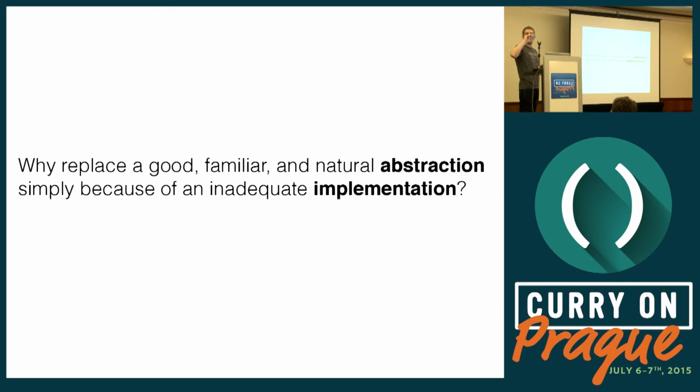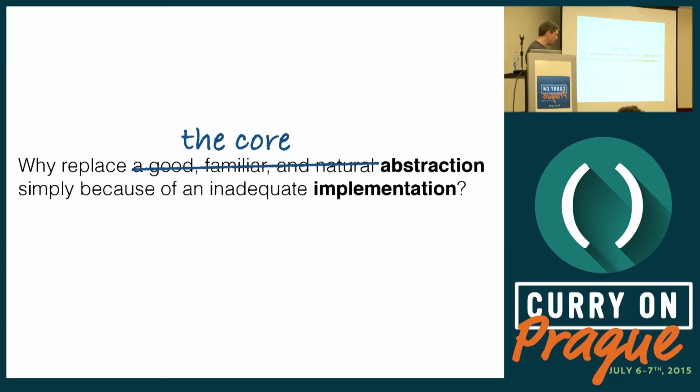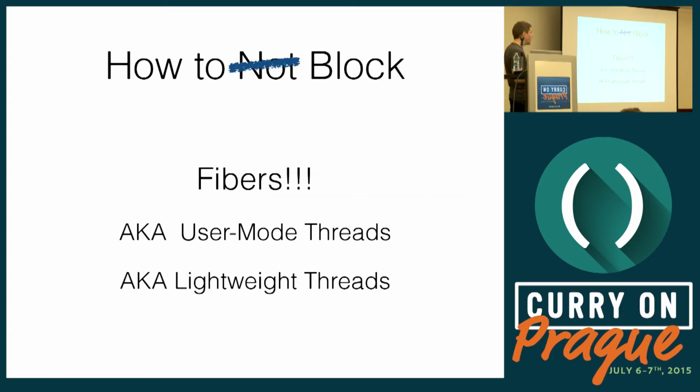So my question is, why replace a good, familiar, natural abstraction just because the implementation by the OS is inadequate? And in fact, it's not just a good abstraction. It is the core abstraction of imperative programs. Because imperative programs give us stacks, they give us control flow, and exceptions, and we just can't use them once we start using monads. We have to basically rebuild Haskell in Java, and Java doesn't have the syntax for that, and it doesn't have the pure assurances for that. Why can't we just fix the implementation? And we can. And it turns out that it's quite easy.